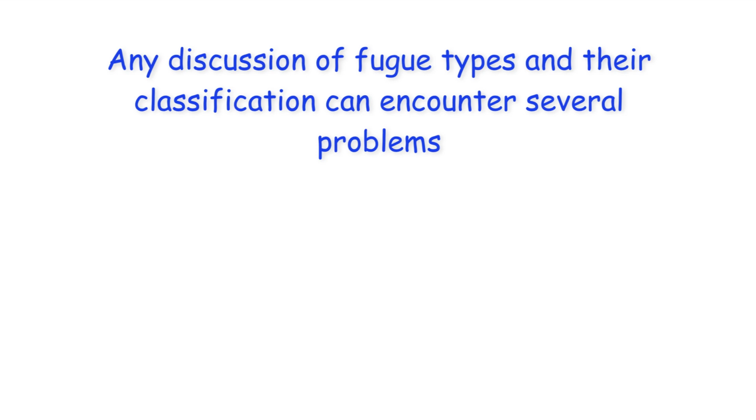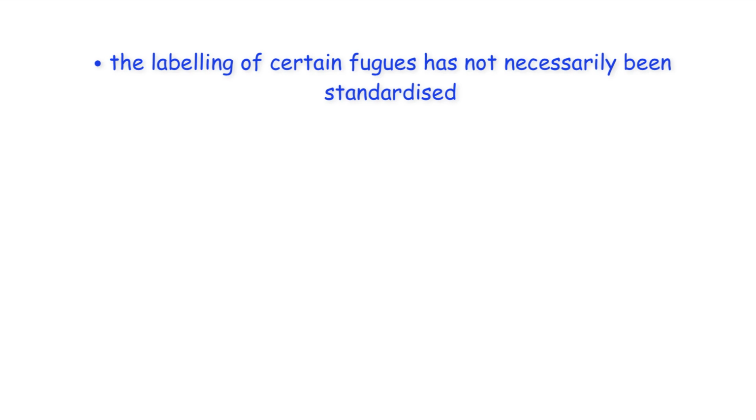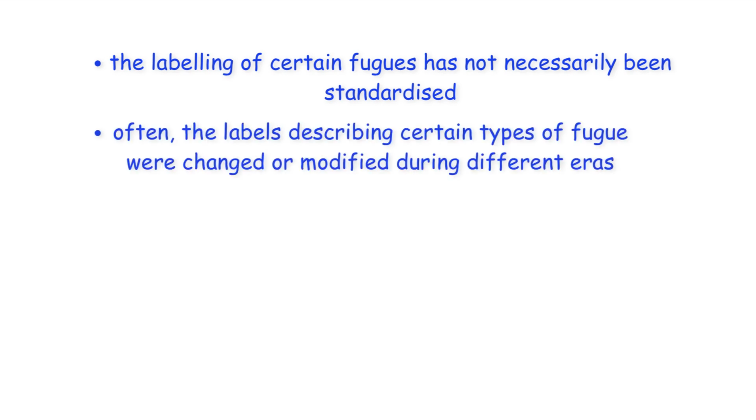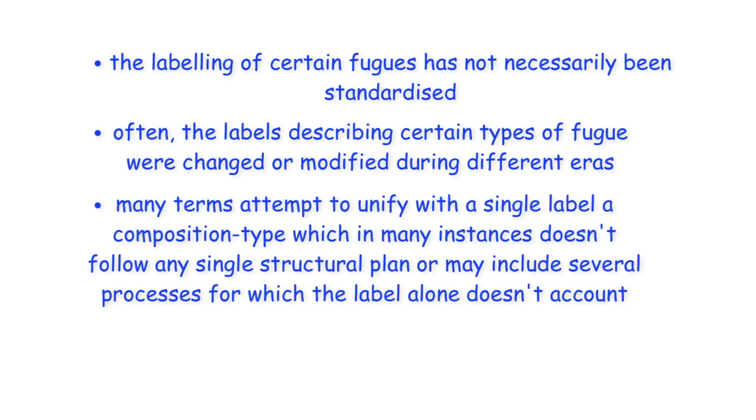Hi everyone. Any discussion of fugue types and their classification can encounter several problems, such as the labeling of certain fugues has not necessarily been standardized. Often the labels describing certain types of fugue were changed or modified during different eras, and many terms attempt to unify with a single label a composition type which in many instances doesn't follow any single structural plan or may include several processes for which the label alone doesn't account.